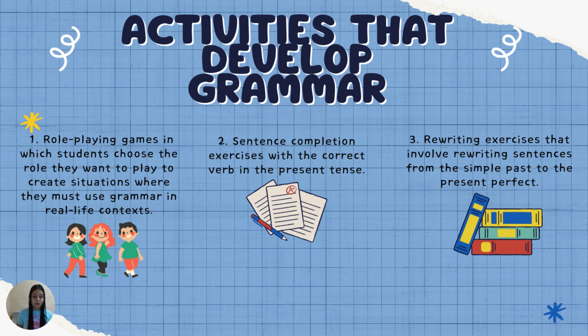Activities that develop grammar. We can see three. The one is role-play games, in which students choose the role they want to play to create situations where they must use grammar in a real context. The two is sentence completion exercises with the correct verb in the present tense. And the third is rewriting exercises that involve rewriting sentences from the simple past to the present perfect.